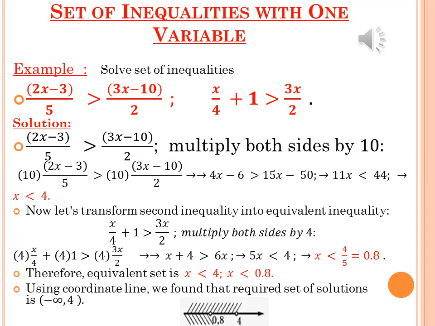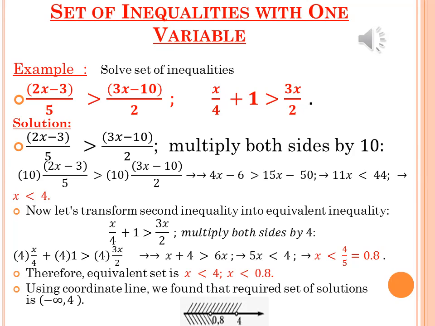A set of inequalities with one variable is the same as a system of inequalities. We have 2x minus 3 divided by 5 greater than 3x minus 10 divided by 2. It is the first inequality. Second inequality, x over 4 plus 1 greater than 3x over 2. So take one by one. Solve one inequality and the other, and we get the x that satisfies the solution.